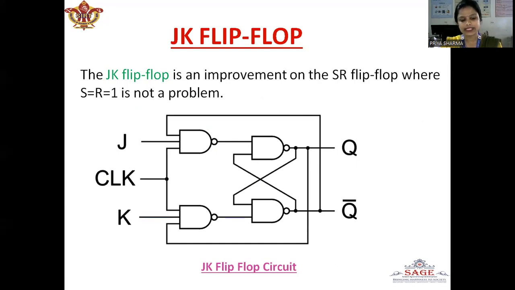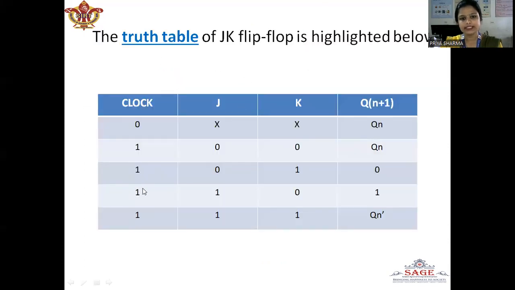The only difference is that we use feedback in this. That is, the output is fed back to the inputs. The normal output, that is Q, is fed back to K, and the complemented output is fed back to J. Doing this overcomes the situation where S and R equal to 1 is a problem. This is the truth table of the JK flip-flop, in which the input condition J equal to K equal to 1, this one.